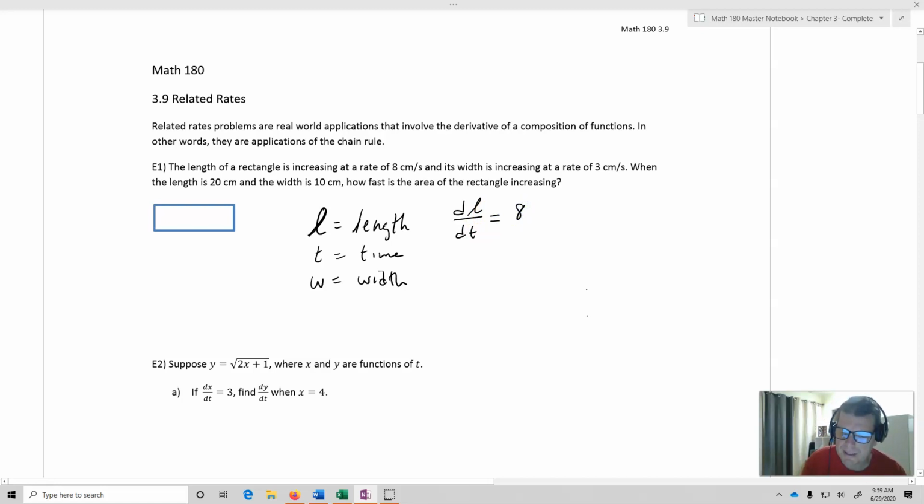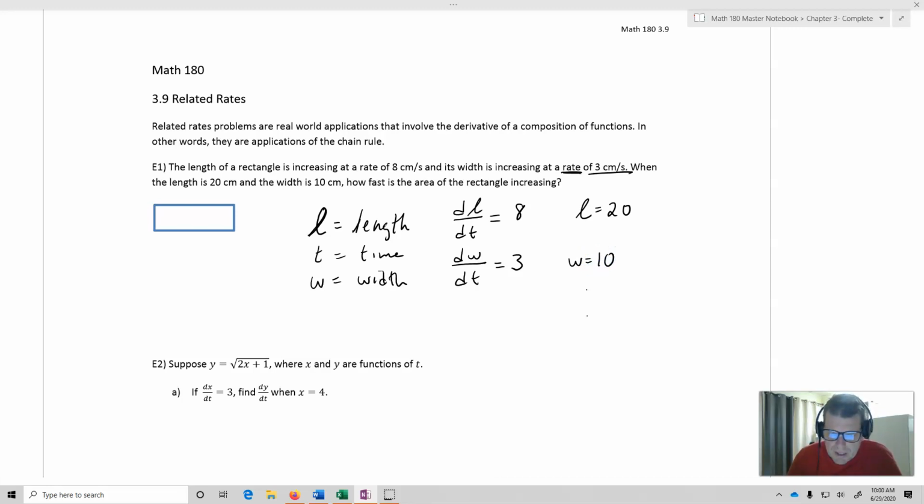Okay, and its width is increasing at a rate of 3 centimeters per second. So let's think, what would that be? It's a rate, so consequently, it's also going to be a derivative. It's going to be dW/dt, and that's going to equal 3. When the length is 20 centimeters, so L equals 20, and the width is 10 centimeters, W equals 10, how fast is the area of the rectangle increasing?